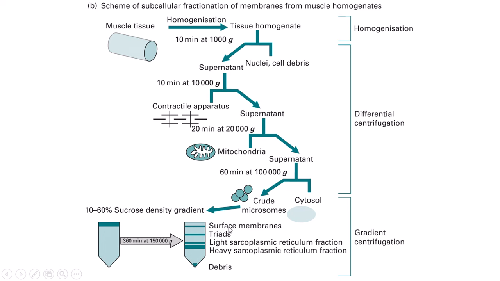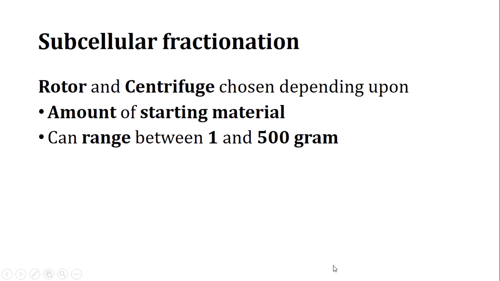Now we have separated surface membranes with the least density, the triads, then light sarcoplasmic reticulum fractions and heavy sarcoplasmic reticulum fractions. If any debris remains, it usually settles at the bottom. This is called gradient centrifugation. Now we can understand this: in subcellular fractionation, the rotor and centrifuge are chosen depending on the amount of starting material, and this amount can range between 1 and 500 grams. Usually we don't take less than 1 gram because it will give very little fraction, and not more than 500 grams.